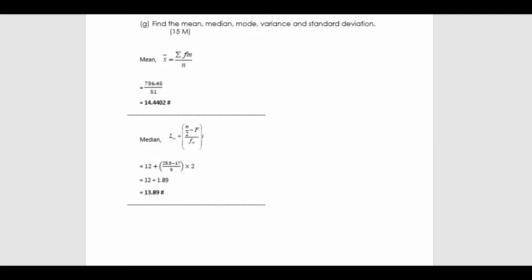Next is question G, where we have to find the mean, median, mode, variance, and standard deviation. So for the mean, we will use the formula sum of Fm over n. F is the frequency, m is the midpoint, n is the sample size. So we get the following. We just put in the numbers and we get 14.4402. So for median, we also use a formula and we just input the numbers from the tables into the formula, and we will get 12 plus 1.89, and the answer is 13.89.